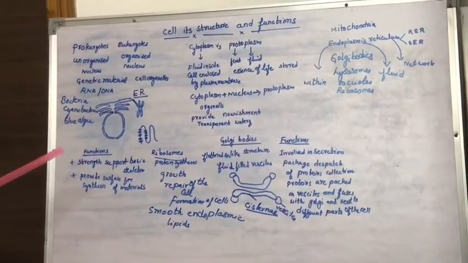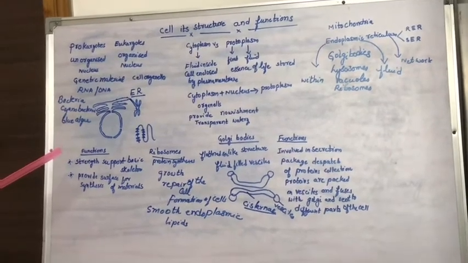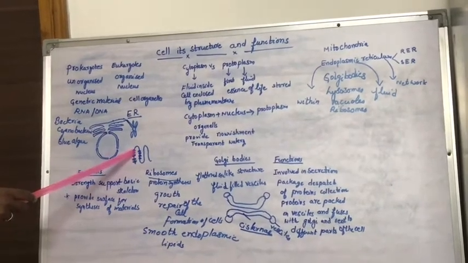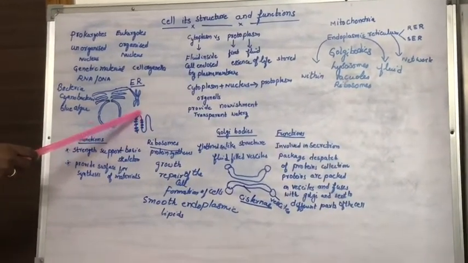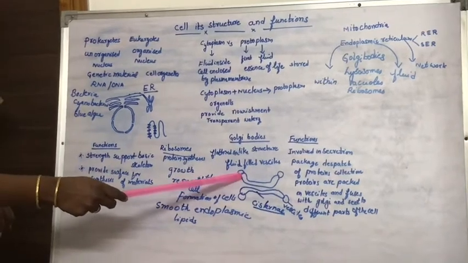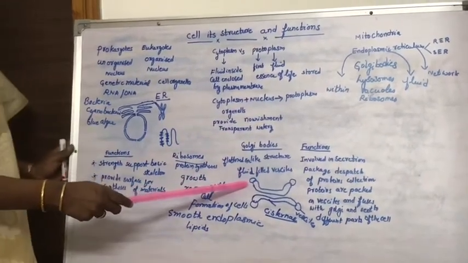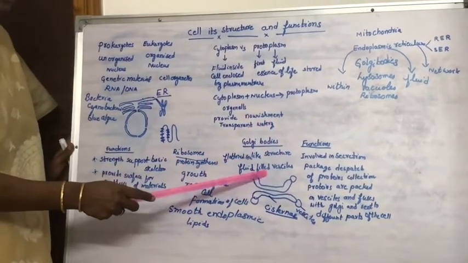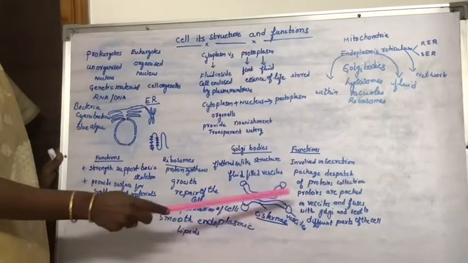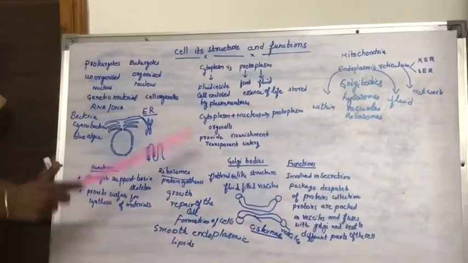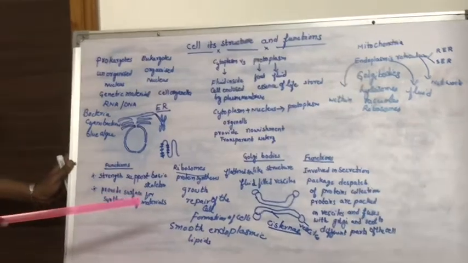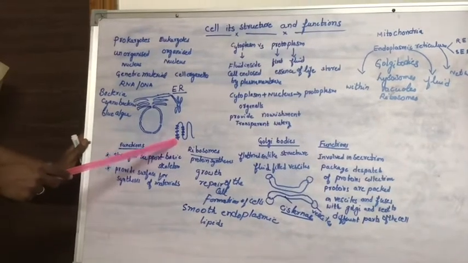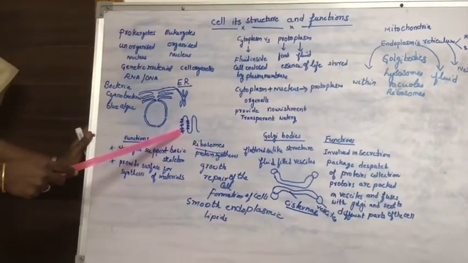Not only secretion, the other important function of Golgi bodies is that the proteins that are synthesized in the endoplasmic reticulum will be transported into the Golgi bodies. Inside the Golgi bodies, the proteins are packed and dispatched to the respective organelles or to the various parts of the cell. Where are these proteins synthesized? Proteins are synthesized on the endoplasmic reticulum.